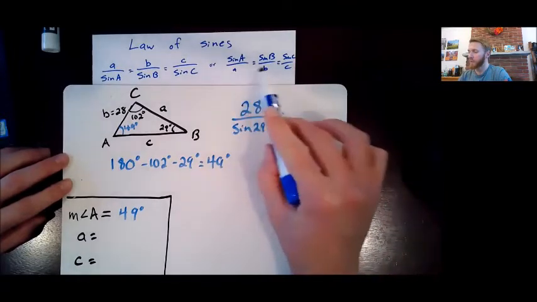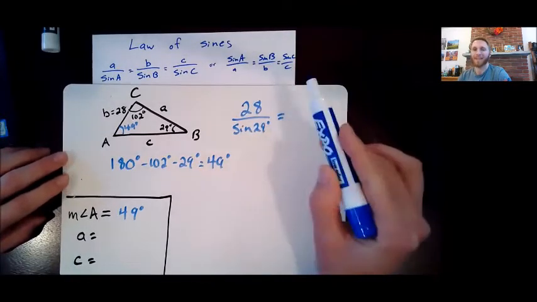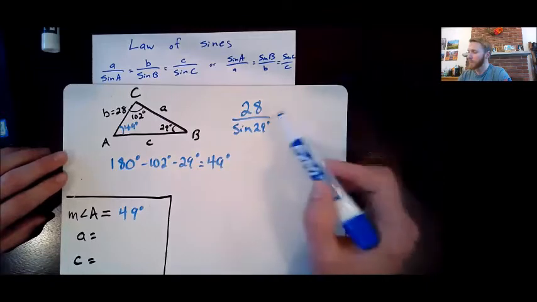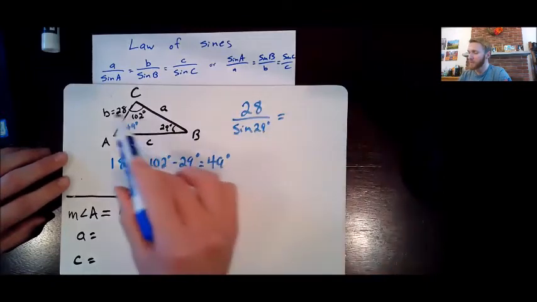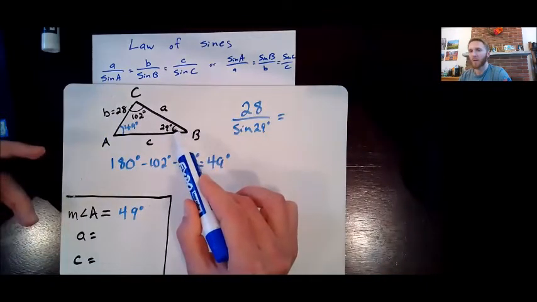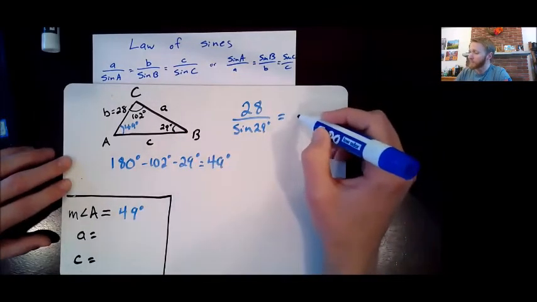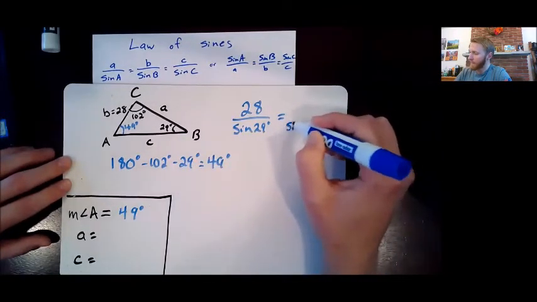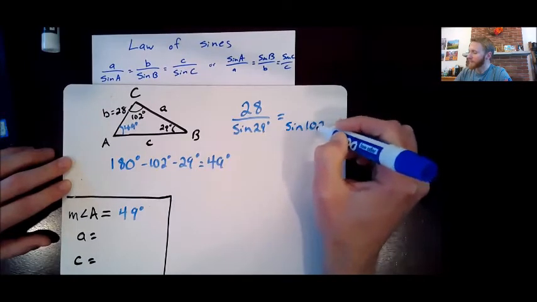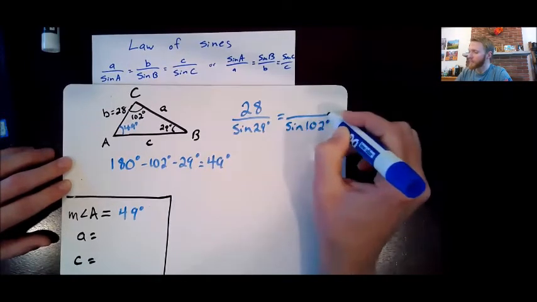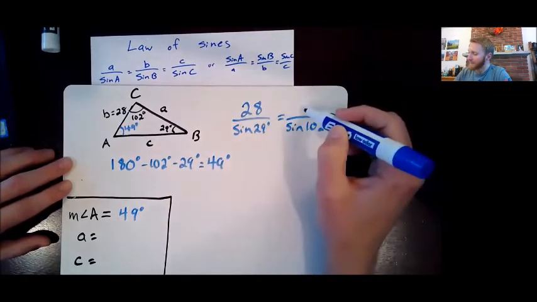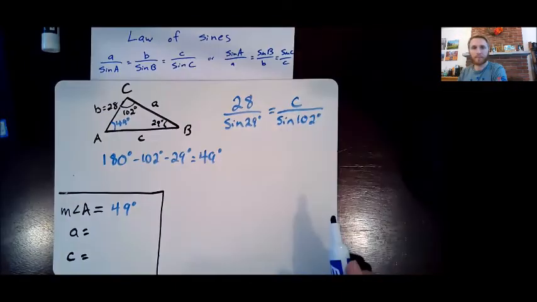Notice in here you have three ratios set up. You're not going to use all three at the same time. You'll only use two at a time. So I chose to use the ratio involving B, and then you can solve for either A or C first. I will solve for side C first, by using sine of 102 degrees on the bottom, while side C is on top.